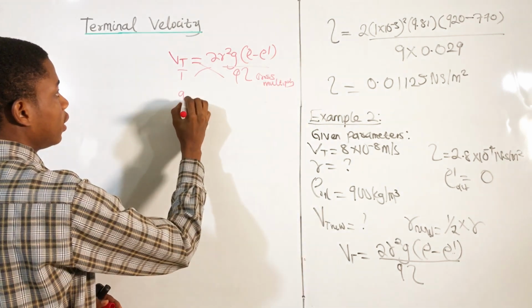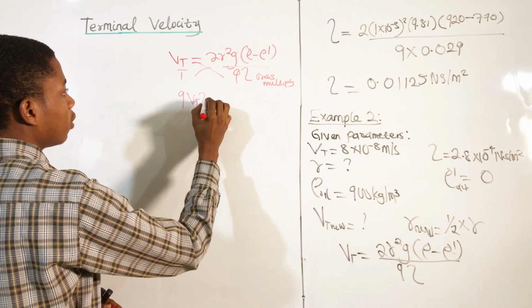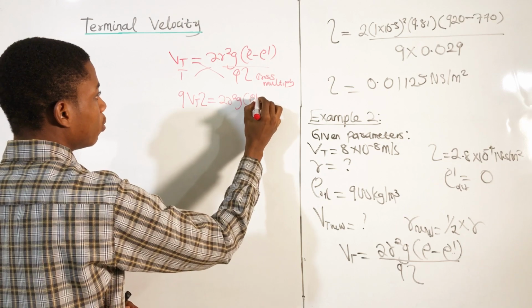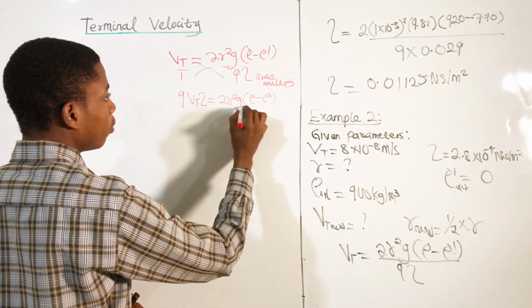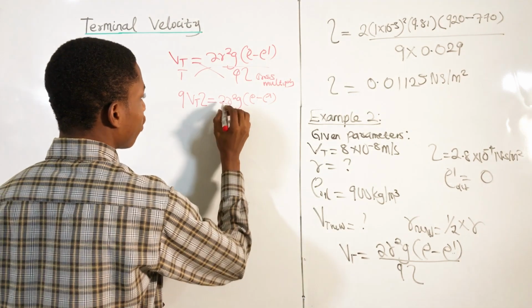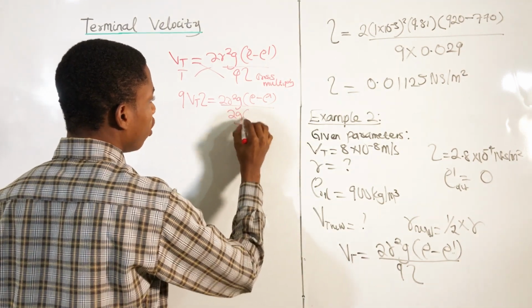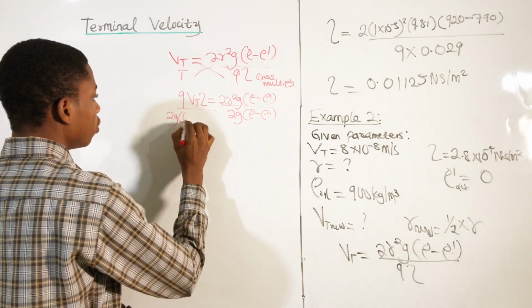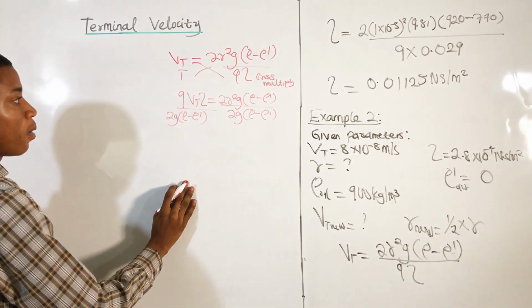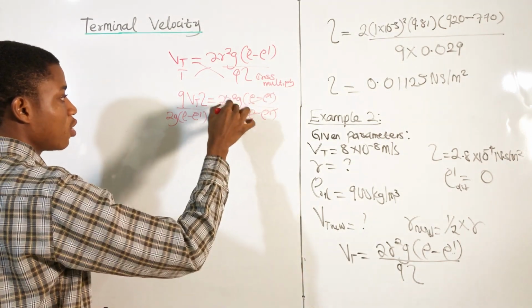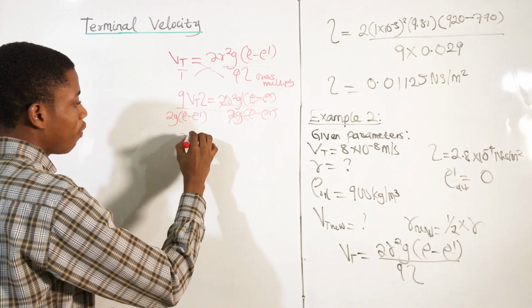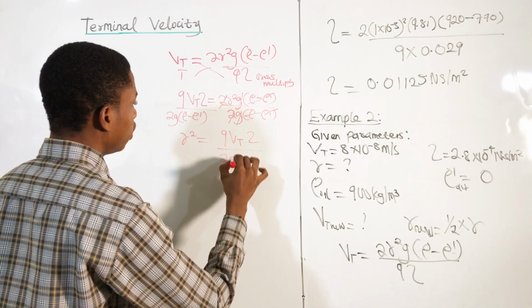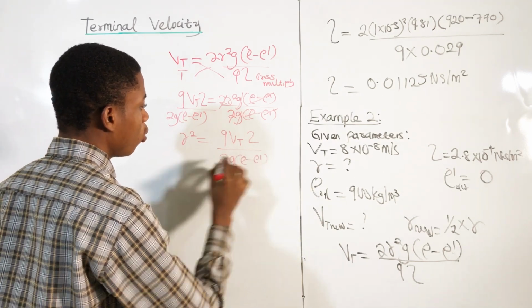If you do that, you have 9 Vt, the coefficient of viscosity, equals 2 r squared g (rho minus rho prime). Then for us to make r squared the subject of the formula, we have to divide both sides by 2g (rho minus rho prime). You see that this will go with this, this will go with this. You have r squared is equal to what? 9 Vt, the coefficient of viscosity, over 2g (rho minus rho prime).